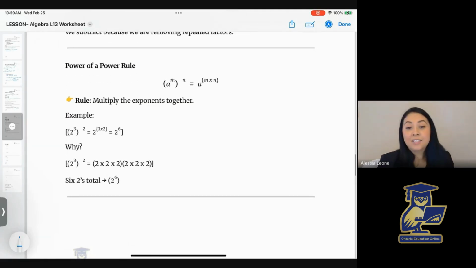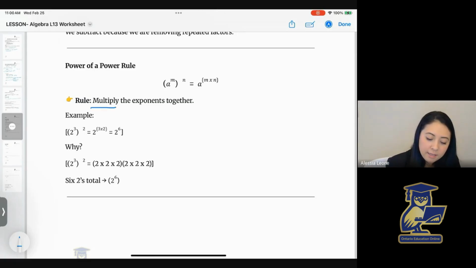Now, this is our last rule, power of a power rule. So we've seen this kind of setup before with exponents. Again, we are just looking here to get a visual of what it would be with numbers. A to the power of m, bracket, and then it has another little exponent outside the bracket. So when we see that setup and it's the same base, we know we can just multiply the exponents. So this is called the power of a power rule. Multiply the exponents together. Simple, easy.